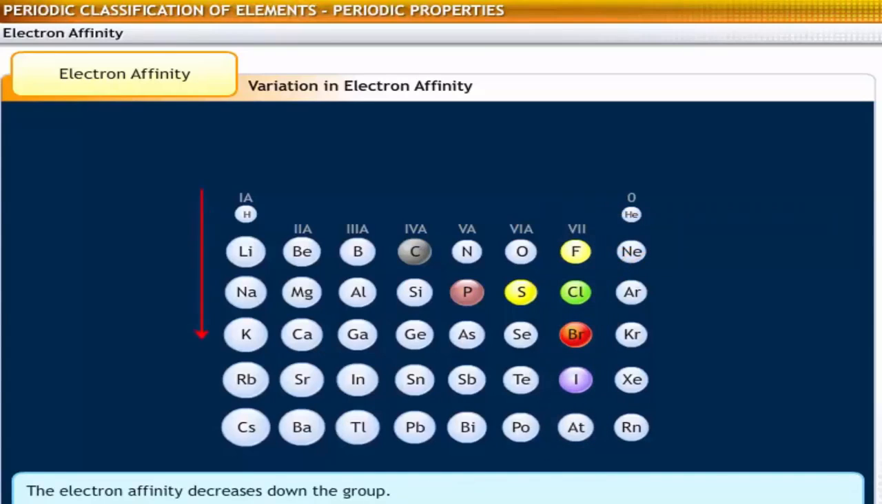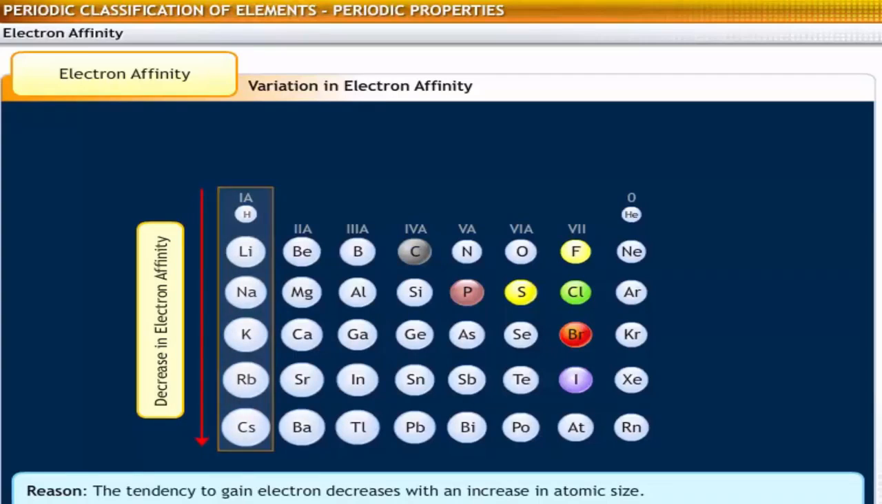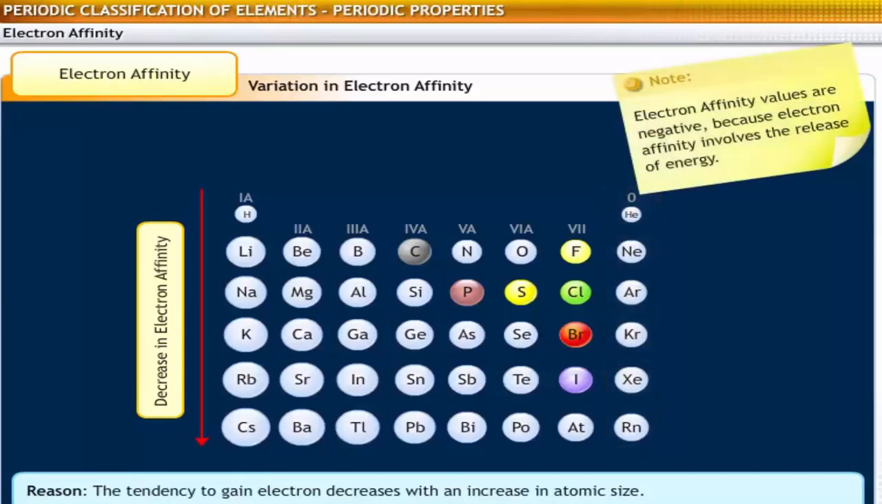Electron affinity decreases down a group. This is due to the tendency to gain electrons decreasing with an increase in atomic size. The zero group's elements, or the inert gases, have the lowest electron affinity values in the periodic table. Generally, electron affinity values are negative because electron affinity involves the release of energy.